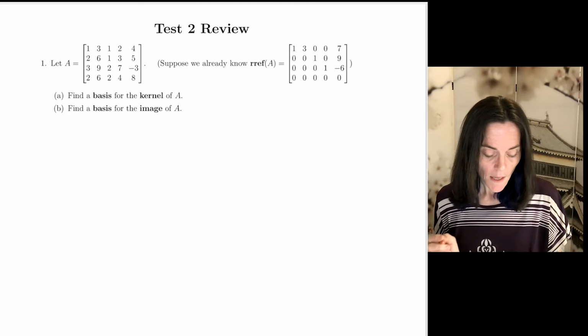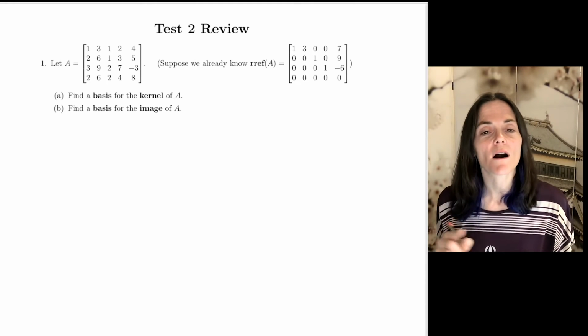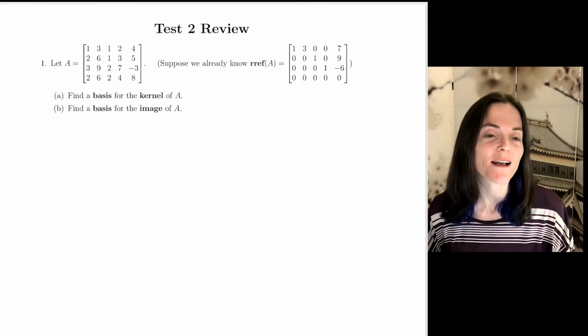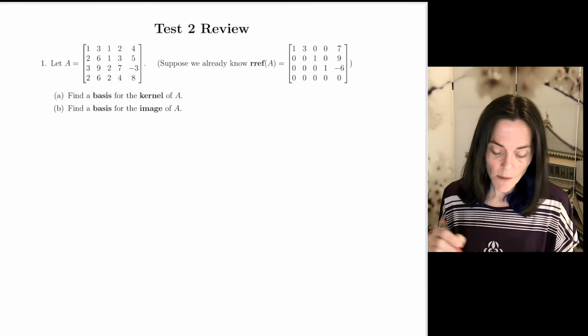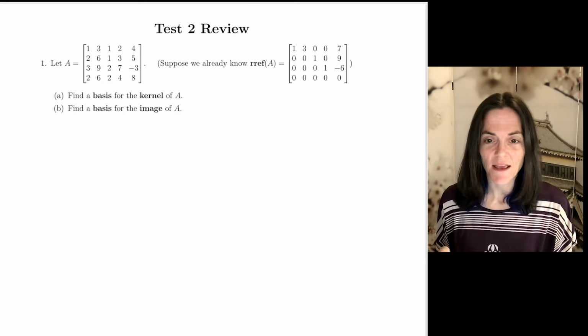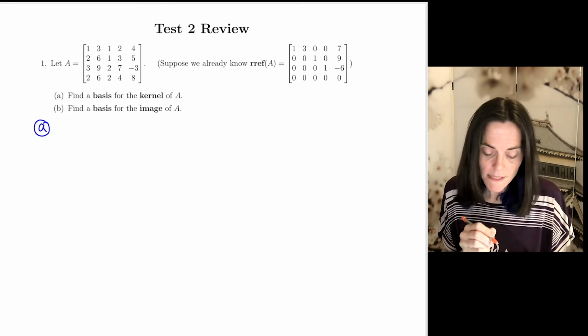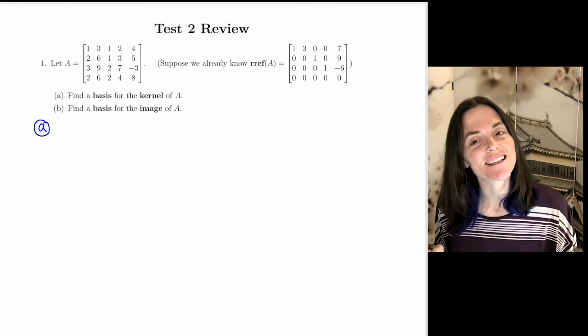Number 1, well, we're given a matrix A. It has 4 rows and 5 columns, and we're also told the reduced row echelon form. In parts A and B, we want to find a basis for the kernel of A and a basis for the image of A. So let's get started. Letter A. Let's look at our reduced row echelon form.